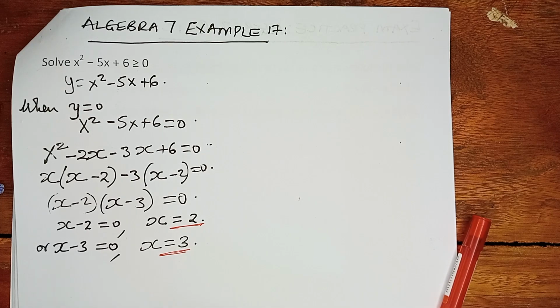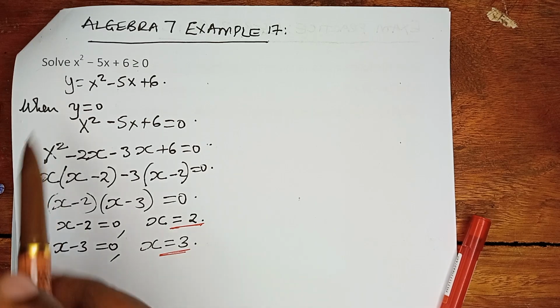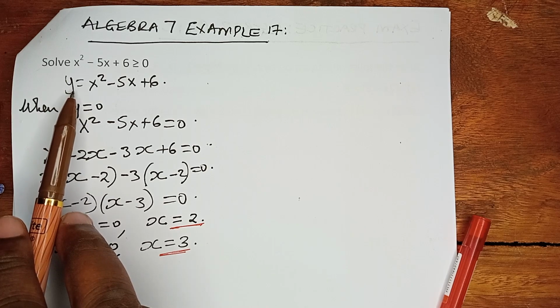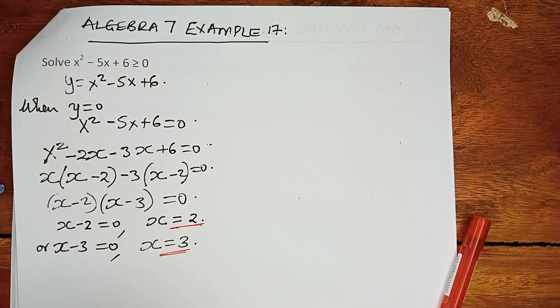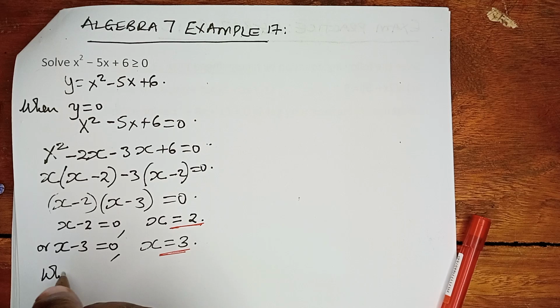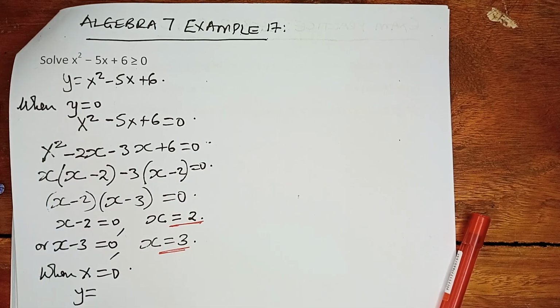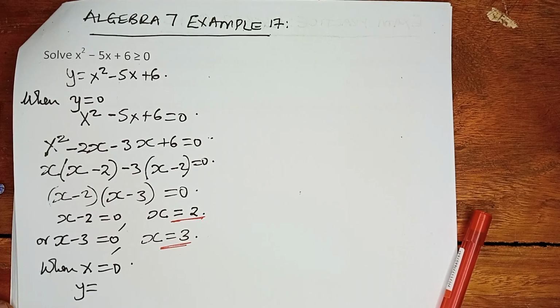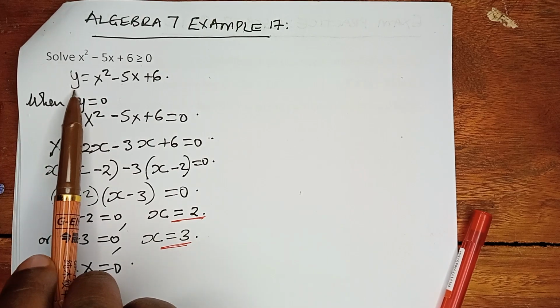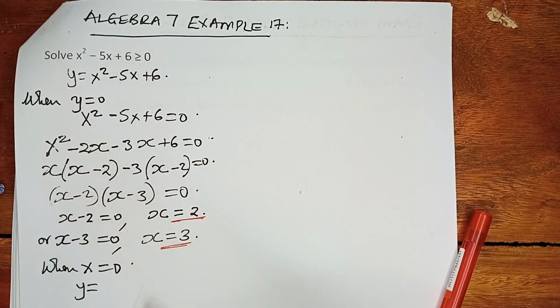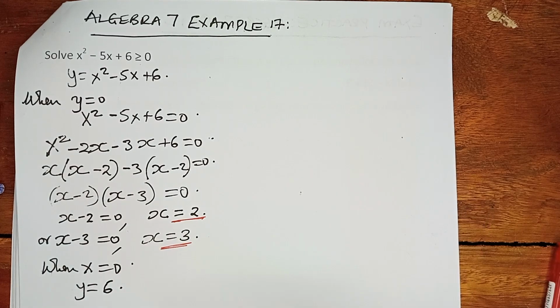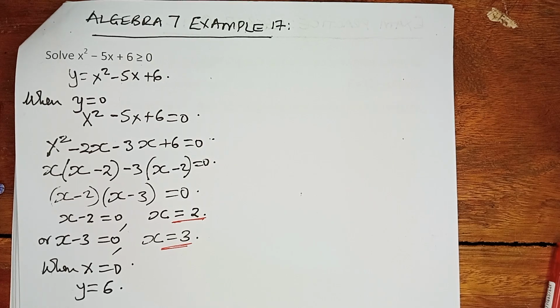What about when x is equal to 0? When x is equal to 0, we are now looking for the y-axis intercept. Then y equals 0 minus 0 plus 6. So y is equal to 6. And there we are. Let us now try to come up with a graph.